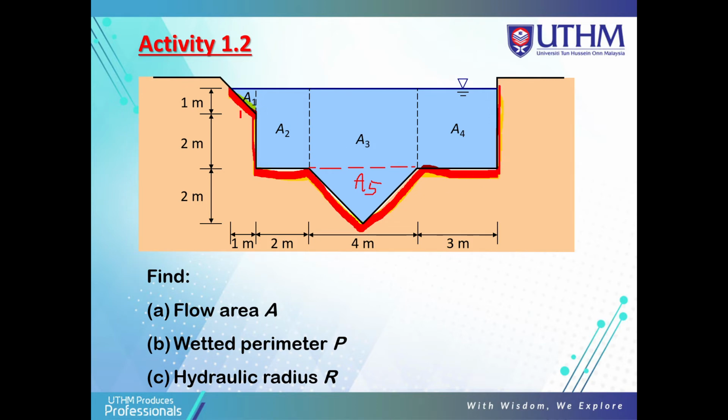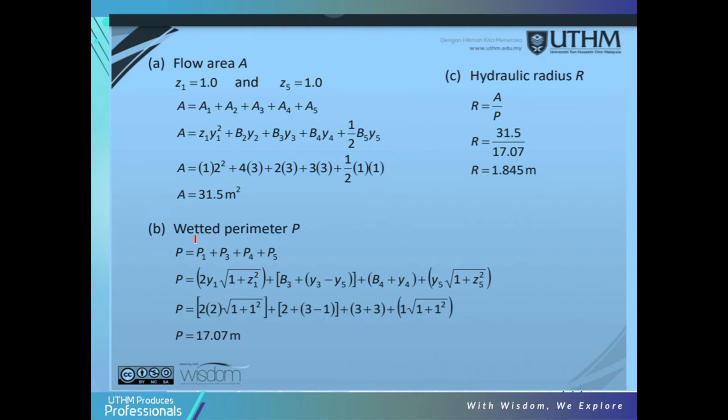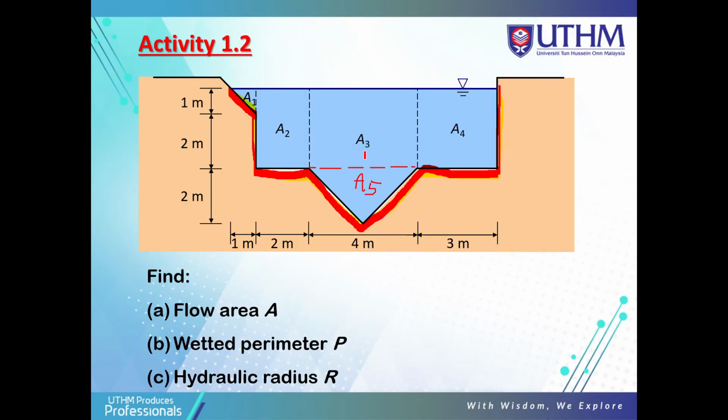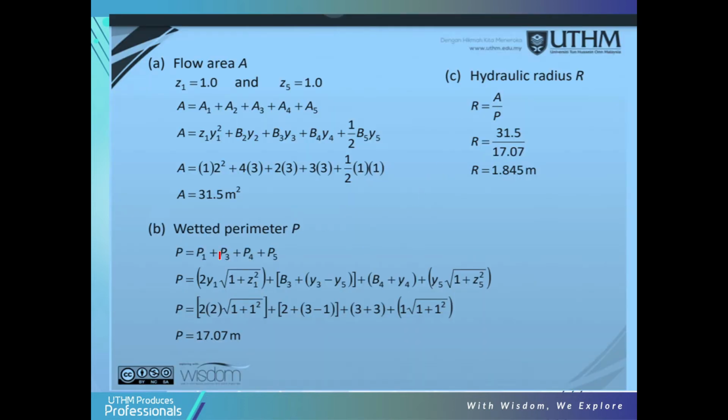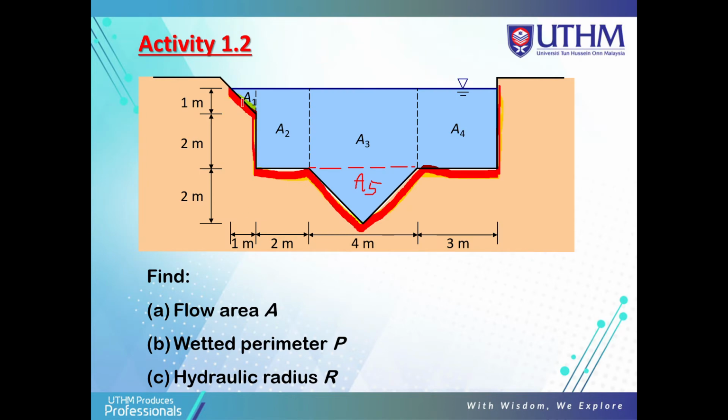Okay, so the A1 here, you must find the P1 here. Okay, so the P3 here is one P3. This A1, this is the A2, A4 and this one. So that's why you get the perimeter 1 and the weighted perimeter 3, weighted perimeter 4 and 5. For the weighted perimeter 1 here, you get this one.